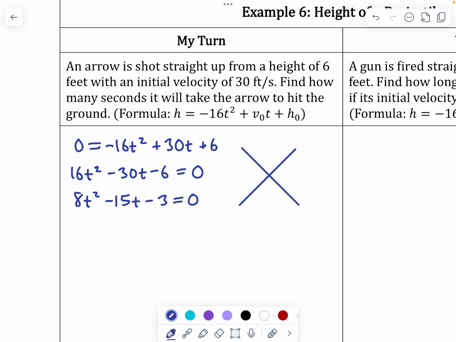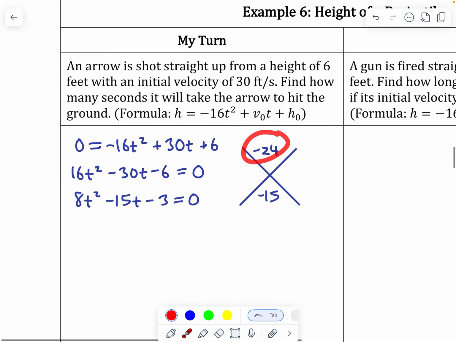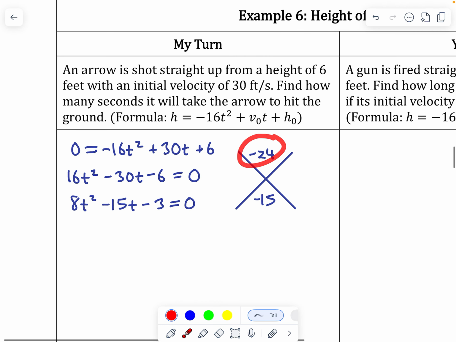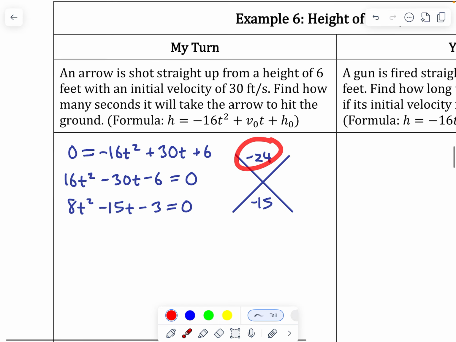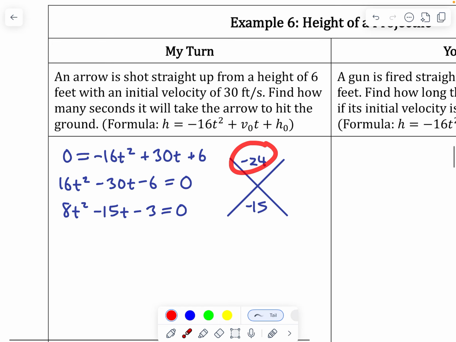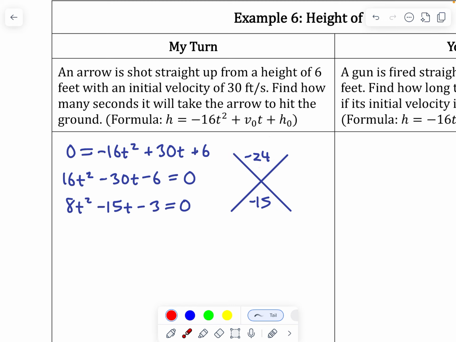Let's see if this is factorable. I'm looking for two numbers that multiply to -24. The -24 comes from 8 times -3, -24, and whose sum is -15. So what are some factors of -24? Well, we have 2 and 12. That's not going to get us 15. We have 4 and 6, but 4 plus 6 is 10. 8 and 3. 8 and 3 has a sum of 11. So this one is not factorable.